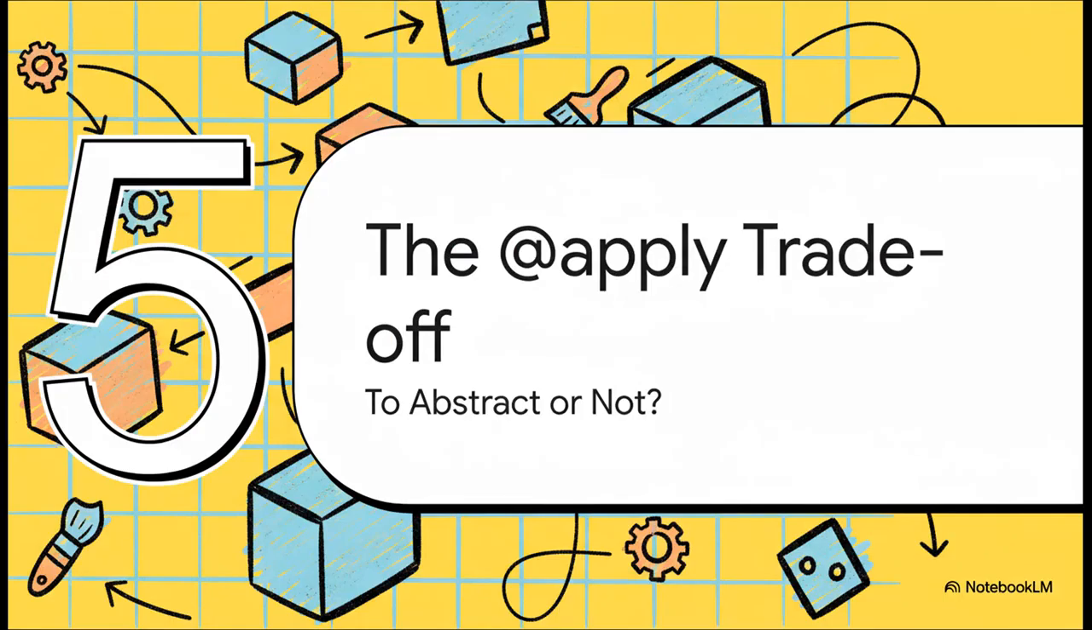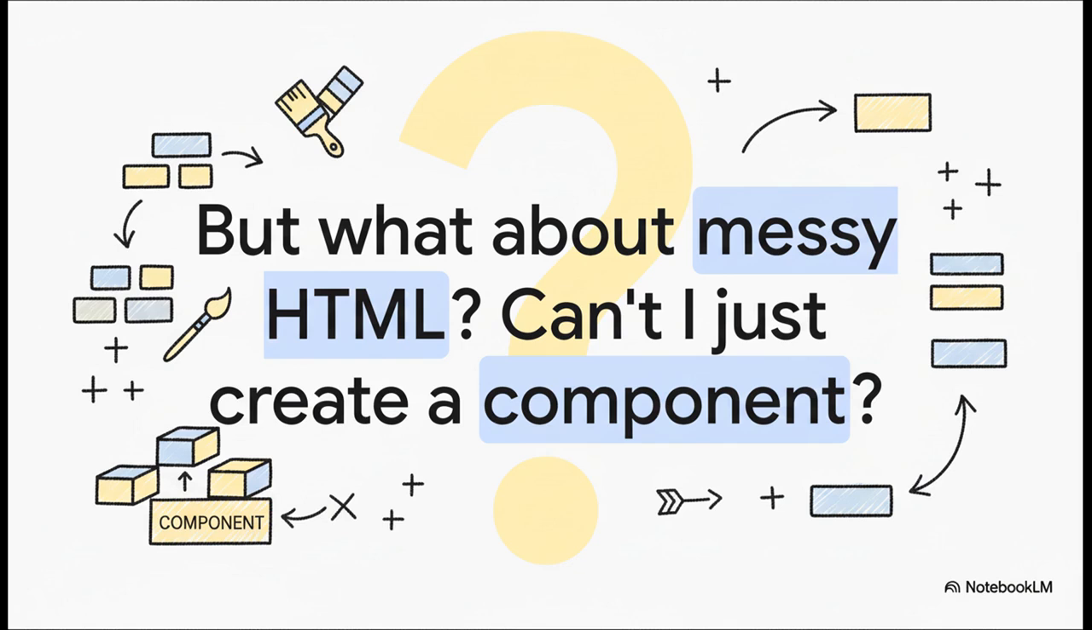All right, let's tackle a more advanced checkpoint on our journey. It's something that comes up a lot when you're starting out. What happens if your HTML starts looking kind of messy with these long strings of classes? And that leads to the question we all ask at some point, but what about the messy HTML? Can I just wrap all these classes up into a single component class, like .btn? And the answer is yes, you can. Tailwind gives you a way to do this with a directive called @apply.